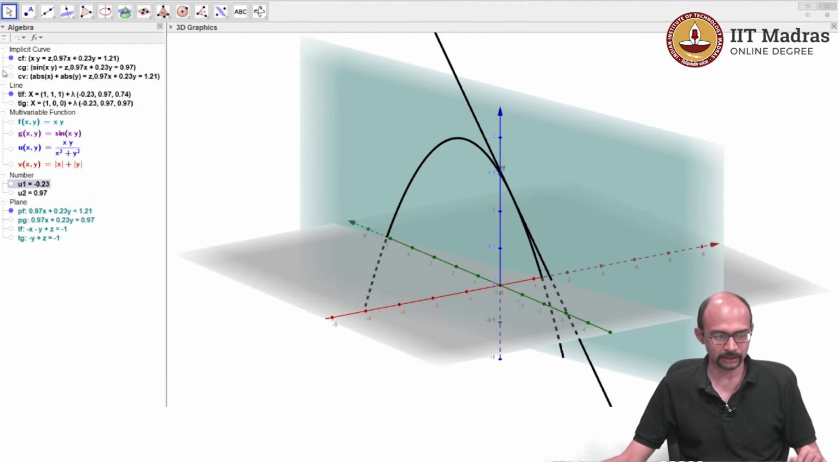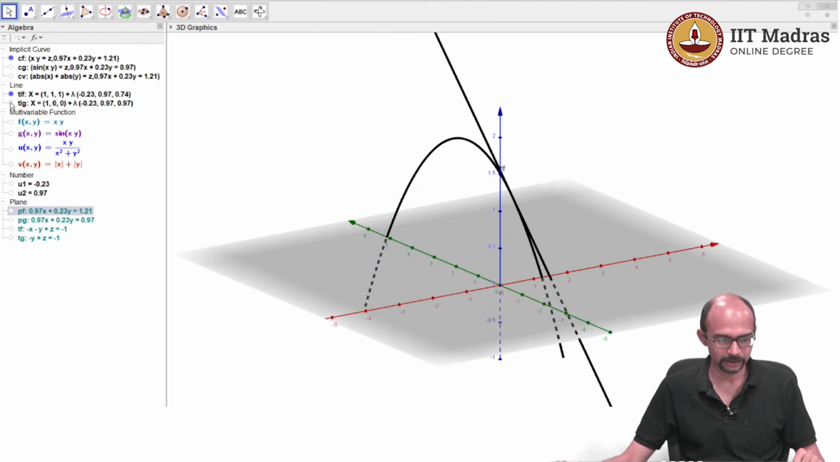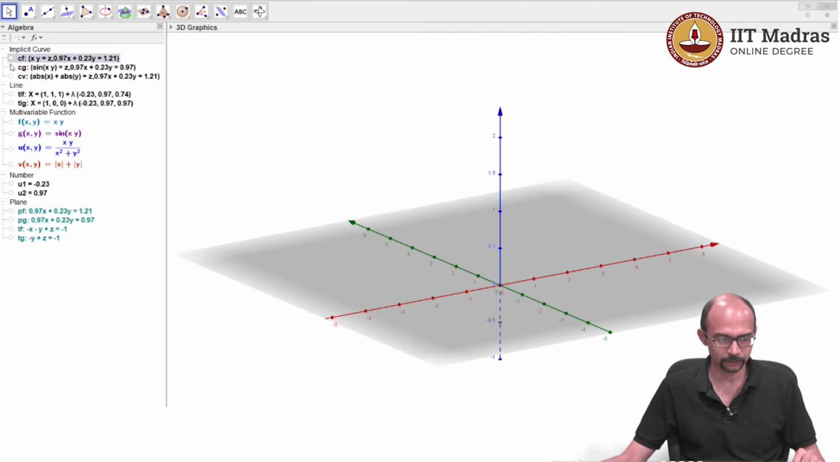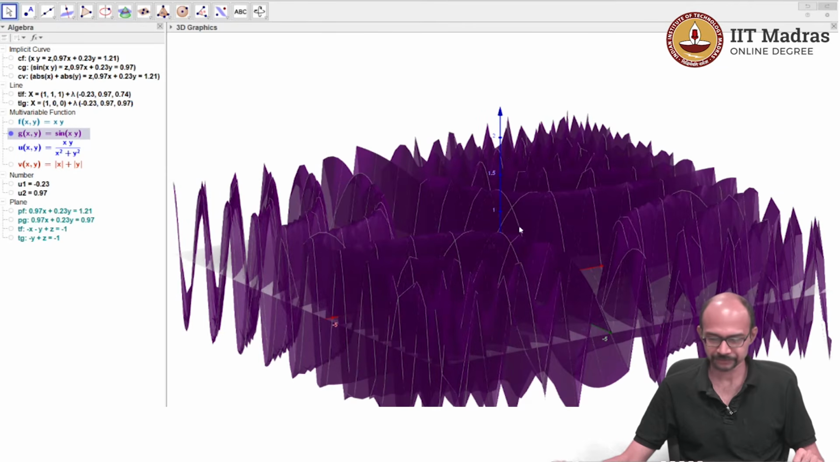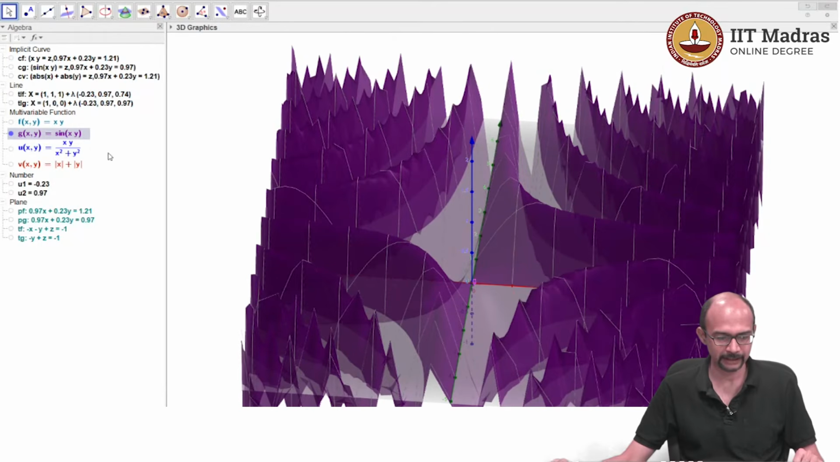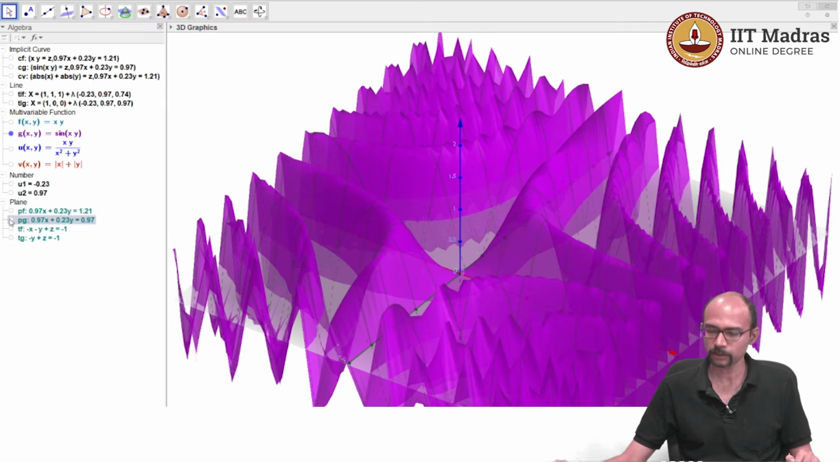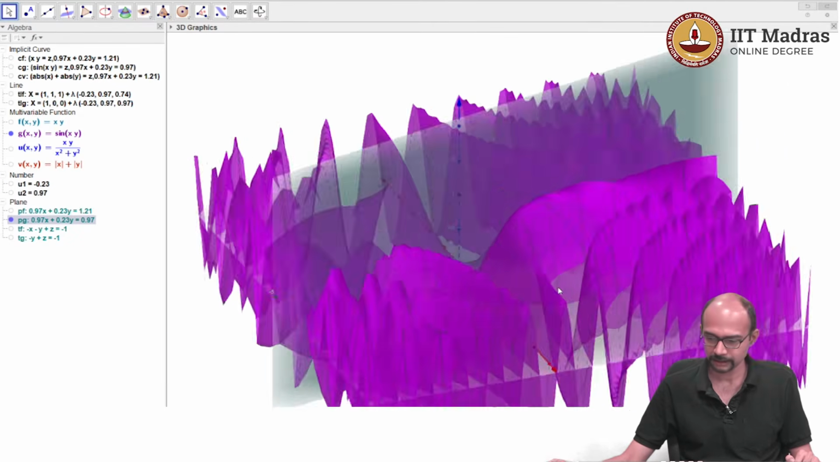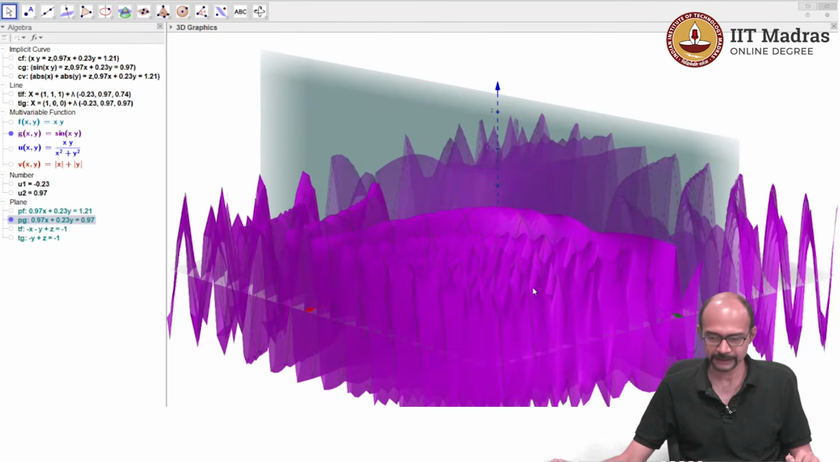Okay. Let us do another example. Instead of this, suppose now I have the graph of the function sine of x y. This was again a function that we have seen before. So, here is sine of x y. Let us look at the point maybe 1 comma 0. So, here is a plane passing through the point 1 comma 0. I hope you can see it.